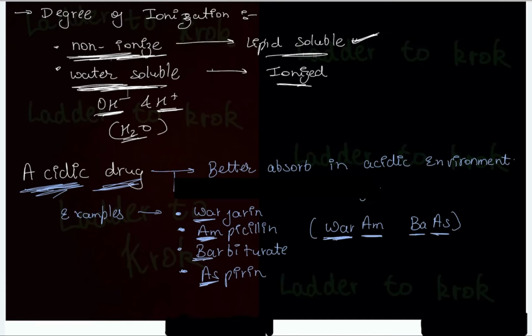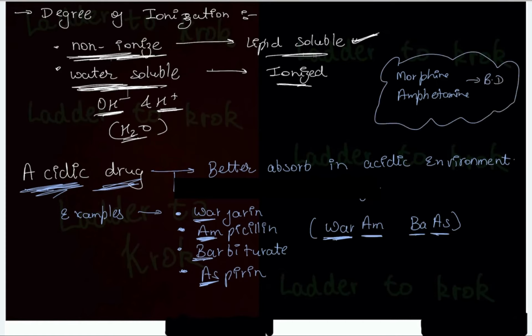There are some basic drugs also, like morphine and amphetamine. But they are not very important. You can just remember morphine or amphetamine. These are basic drugs, but you don't need them. It means they are important drugs, but not important for the exam. You can write it as HOTS: basic drugs are morphine and amphetamine.